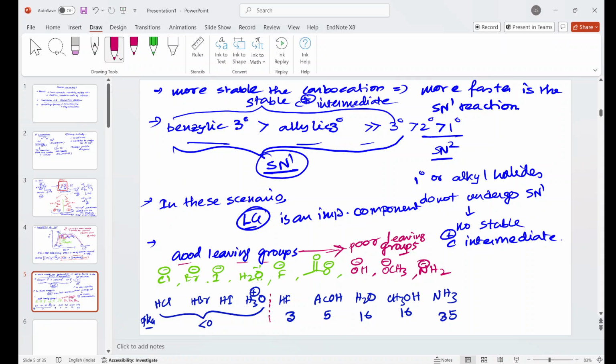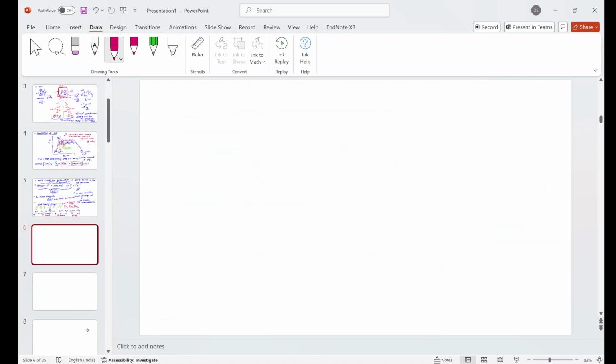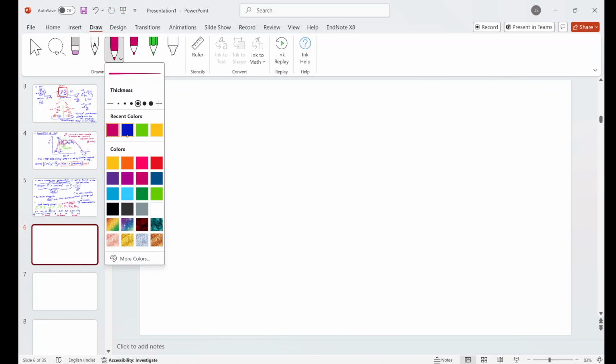When it is less than 0, it is good, then intermediate, less than 10, and above 10. So these are called good, these are moderate, these are weak, depending on the pKa value. You can see that when they leave, they are actually stable. They can stabilize the negative charge, whereas the other ones cannot. So the leaving group remains an important part.